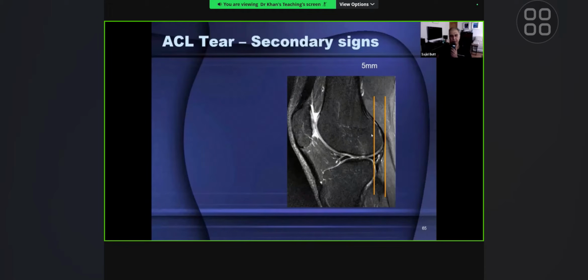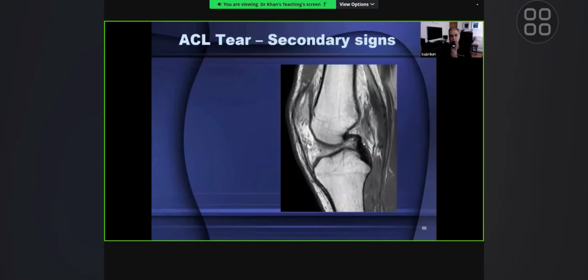And if you draw a straight line from the back end of the lateral tibial condyle and measure the distance of the line drawn from the back end of the lateral femoral condyle, if it's more than 7 millimeters, that is significant. You will have the uncovering of the lateral third of the posterior horn of lateral meniscus, which is posterior to the upper tibia.